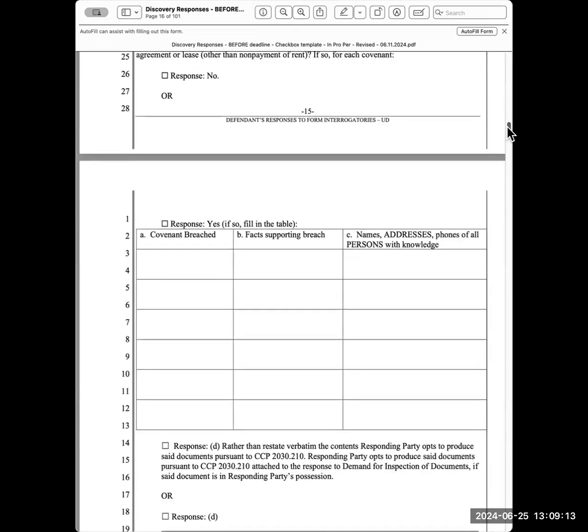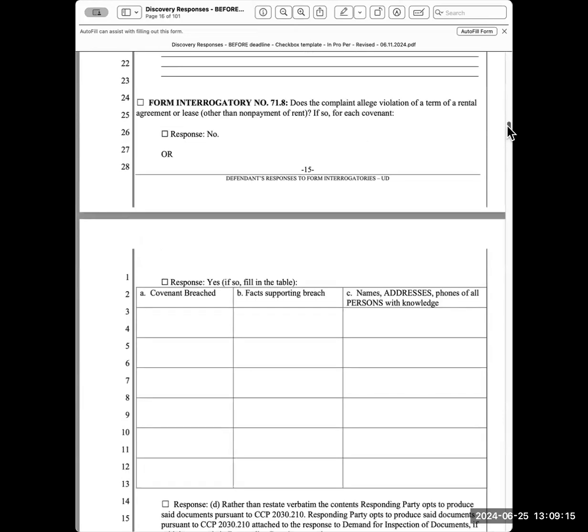Okay, 71.8. Does the complaint allege a violation of a term of the rental agreement or lease other than non-payment of rent? If so, for each covenant, you would list those here.